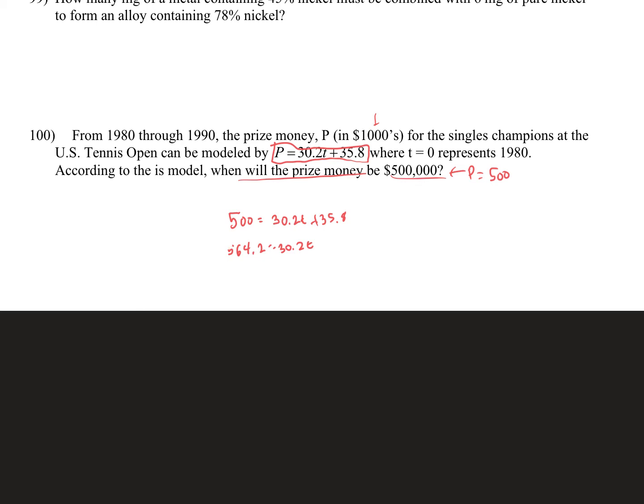And oops, made an arithmetic error. That's 464.2. And then we would divide both sides by 30.2. And I get 15.37 and change.